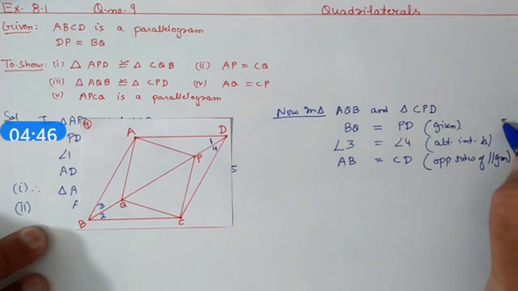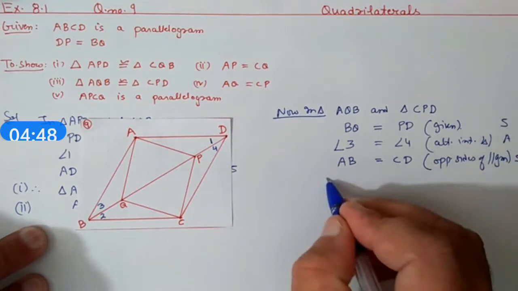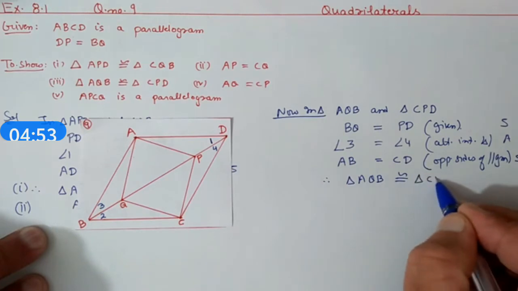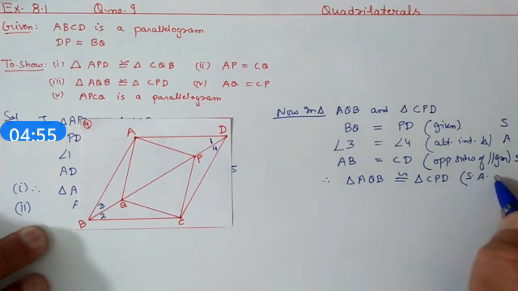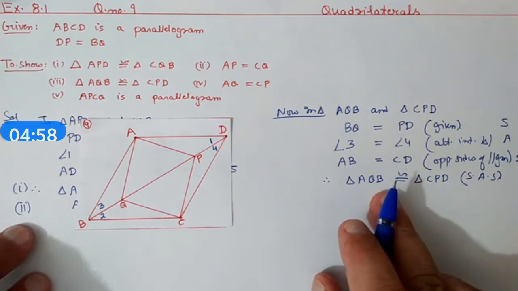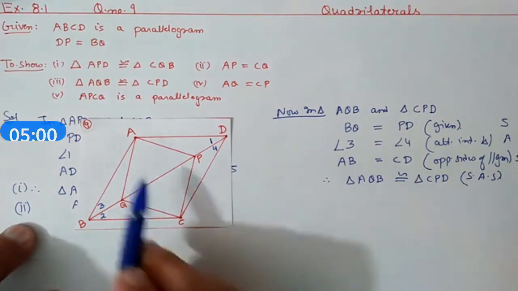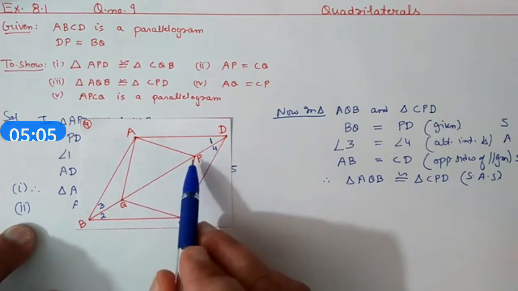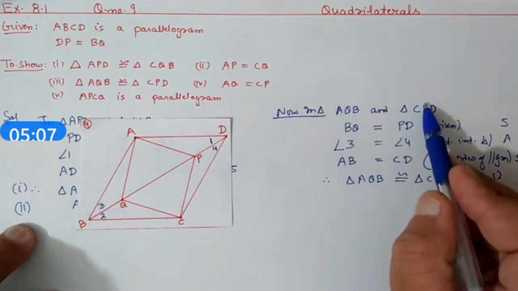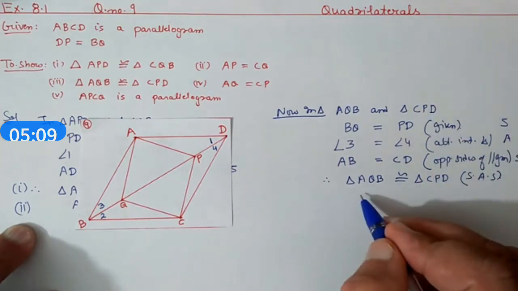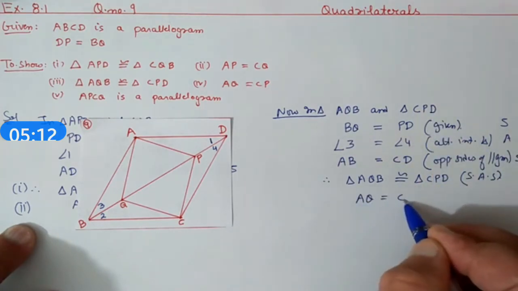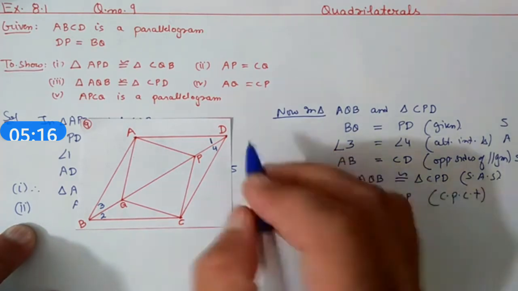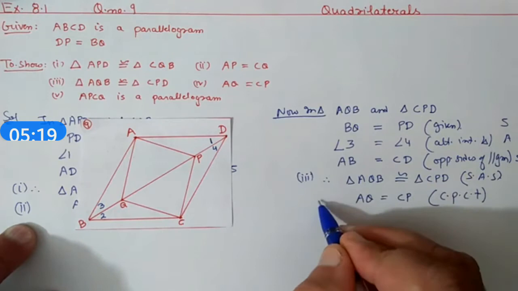So by side angle side, triangle AQB is congruent to triangle CPD. After that, we have proved the third part. Then move to the fourth part. AQ equals CP, because these are the corresponding parts of both the triangles. So we will write here AQ equals CP by CPCT. So the fourth part we have proved.